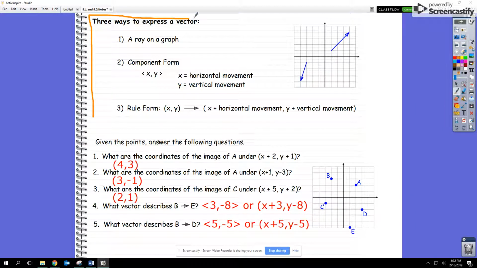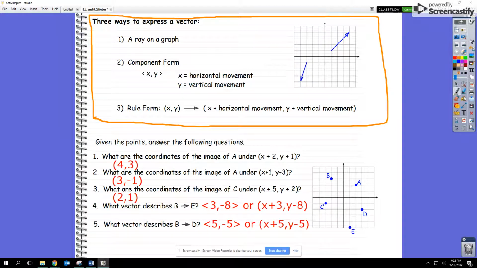And it's three ways to express a vector. And you're going to cover vectors in much more detail in your physics class. All we're going to do is give you some absolute basics here. All right, so there's a ray. You can represent it as a ray, and there's two of them on this graph. So here's a ray going up and to the right, and then down here there's a ray that is going left and down. So those are two vectors on a graph.